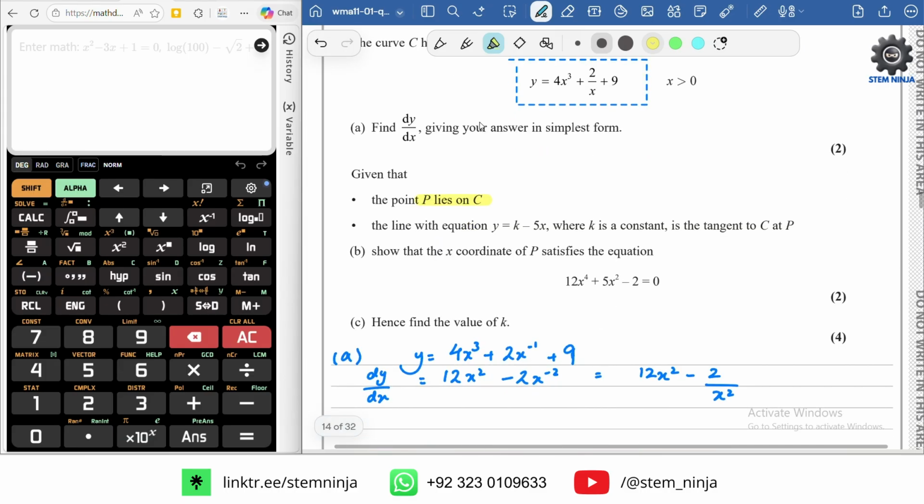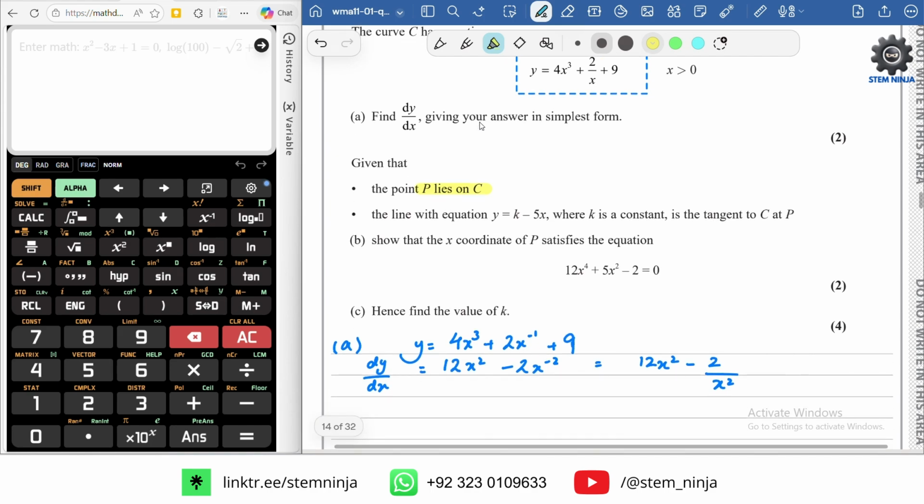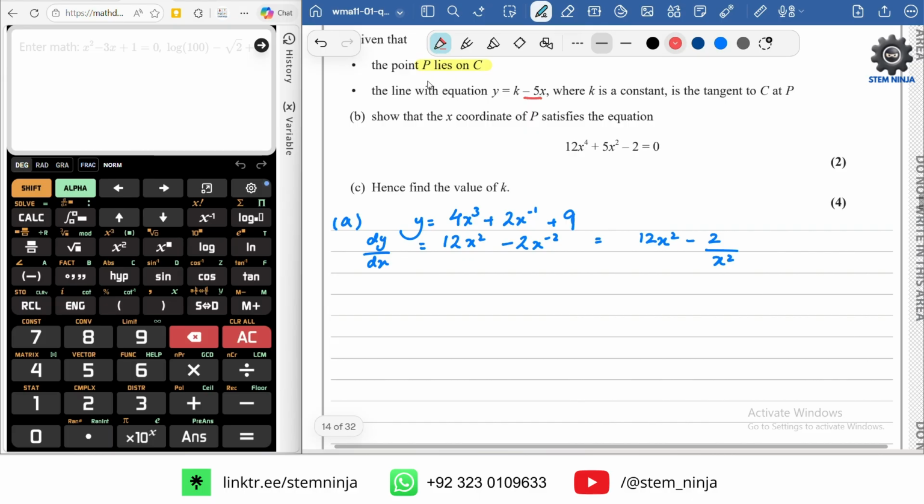Given that the point P lies on C, that means it satisfies this equation, and the line with equation y is equal to k minus 5x, where k is a constant, is a tangent to C at P. That means at P the gradient is minus 5. Show that the x coordinate of P satisfies the equation. So at P, dy by dx is minus 5.